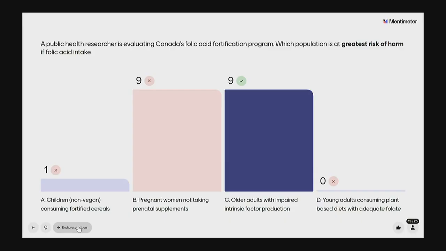What about children, non-vegan, consuming fortified cereals? They're non-vegan. We know that their vitamin B12 is at optimal levels, so we're not worried about vitamin B12 deficiency for them. And so the group at highest risk will be the older adults, because even if there's vitamin B12 in the food, it will not be absorbed because of their impaired intrinsic factor production. Okay?